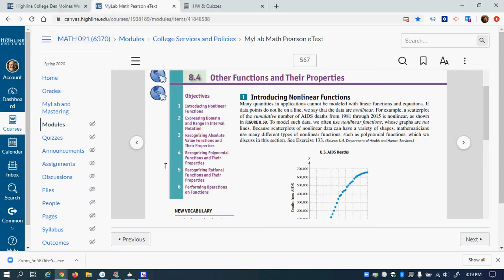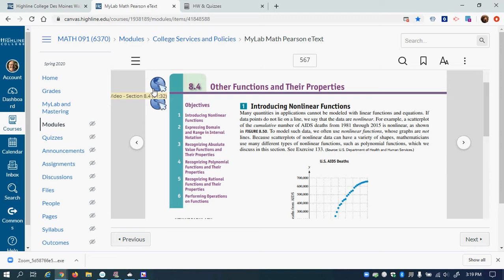Okay, so this section is 8.4, other functions and their properties. One of the things that's nice about going to the book is, I don't know if you've actually hovered over these particular items right here, but these are other videos that you can watch that will help you start to understand what this section is about and how to go about solving problems. It's a nice helpful tool. So if you feel like, hey, I still need some more support, here are some other resources to help you.